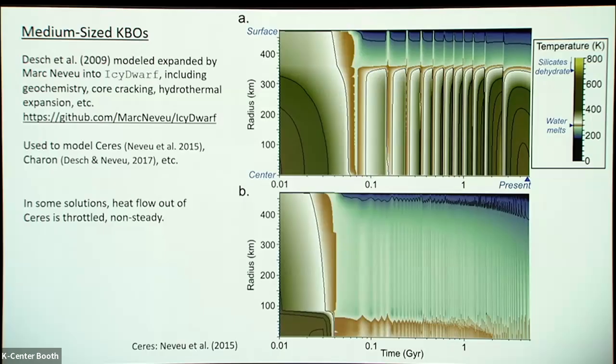And so we modeled a number of bodies, including Ceres and Charon, back when we did this work 10 years ago. This is a plot of the temperatures inside a Ceres type body as a function of distance from the center. And you're looking at time on a logarithmic axis. And these colors denote different temperatures with water melting at these sort of orange temperatures. And this one, it's a model with a large core, and this is a model with a small core. Very interesting feedbacks can happen when you start to look into this.